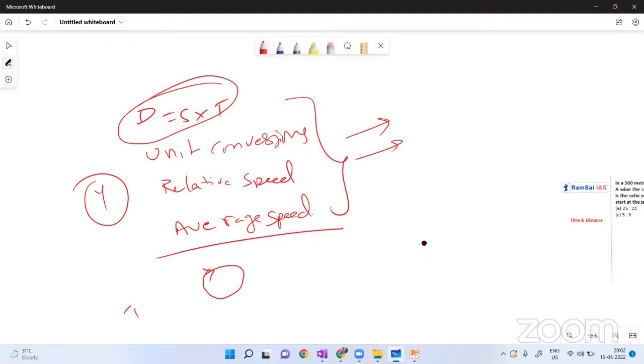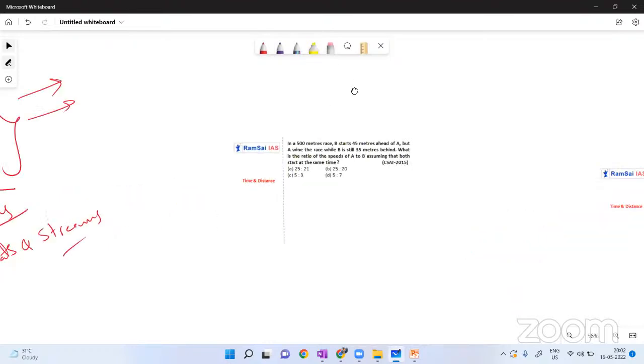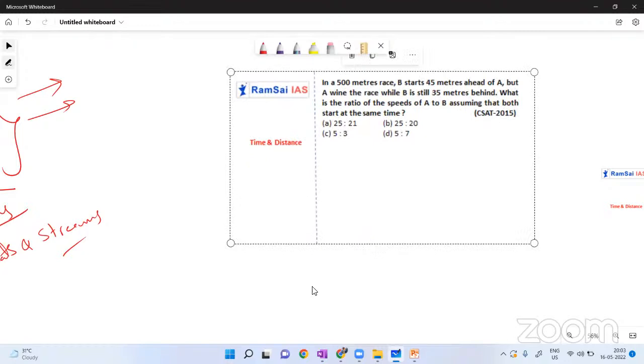So today we are going to cover an important model, that is trains, and another important concept, boats and streams. These two are very important topics. Let us see how we have to solve those questions. Let me start with circular motion first, and then I'll explain the concept of speeds and trains, and then boats and streams. So we will go with the first one.